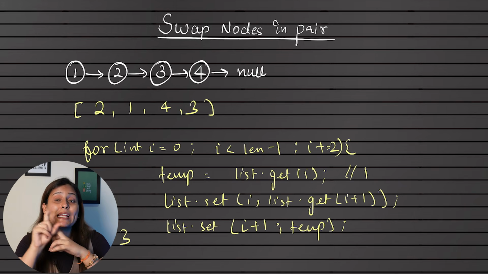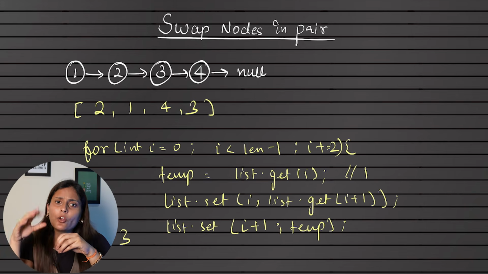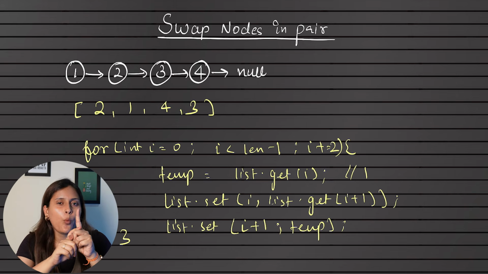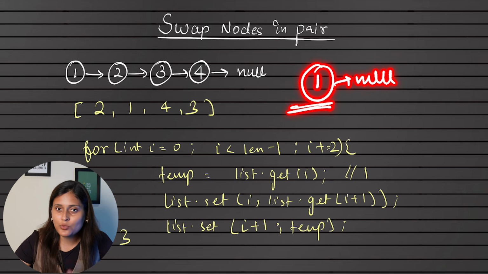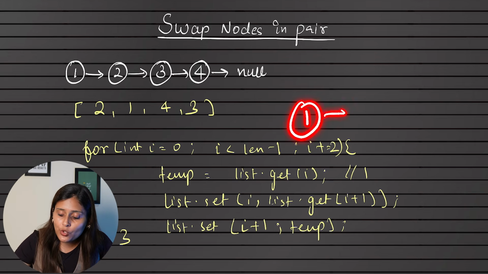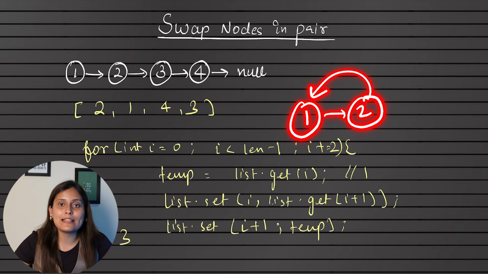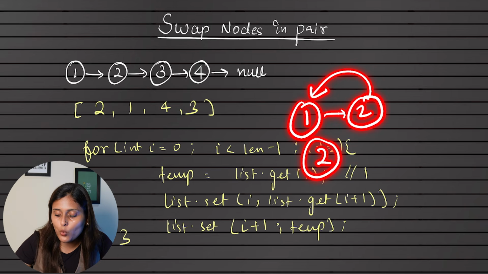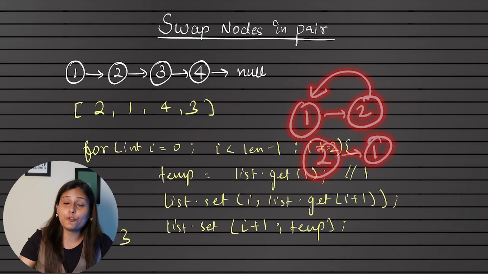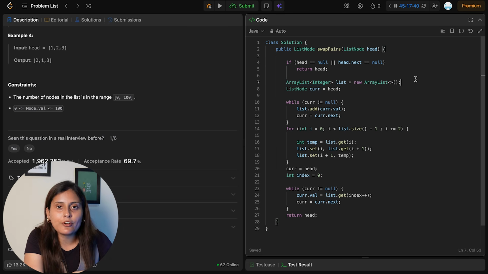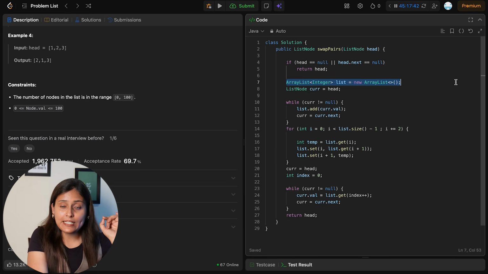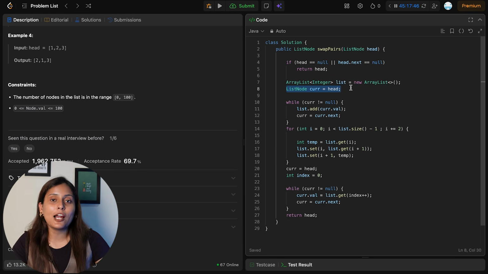Now if the number of nodes is 1, means head is there but head dot next is not there, meaning 1 is alone, like this. Does it make sense to swap this linked list? No. At least if there are 2 nodes, then it makes sense to swap so that it will become 2 and 1. Hence, if your head is null or head dot next is null, we will return whatever our head is.